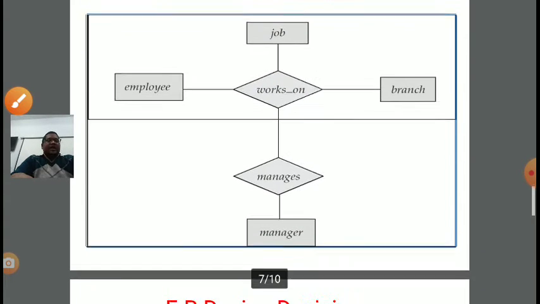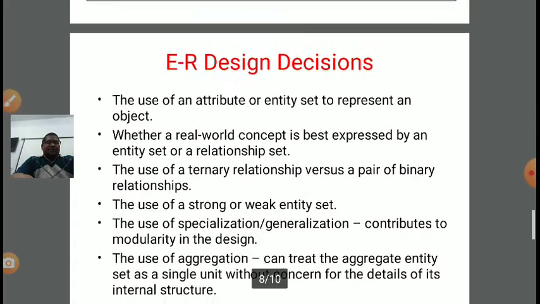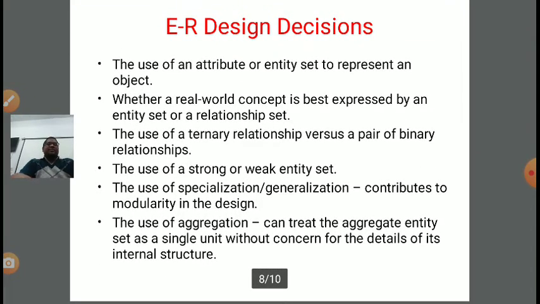So that's all from aggregation. Now in design there are some decisions we need to take. The use of an entity or attribute set to represent an object. We need to decide how many attributes there will be, which will be the primary key, which can be used in an entity set to represent an object.